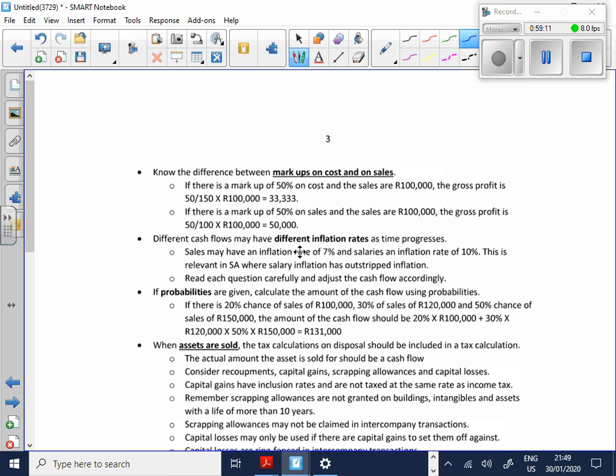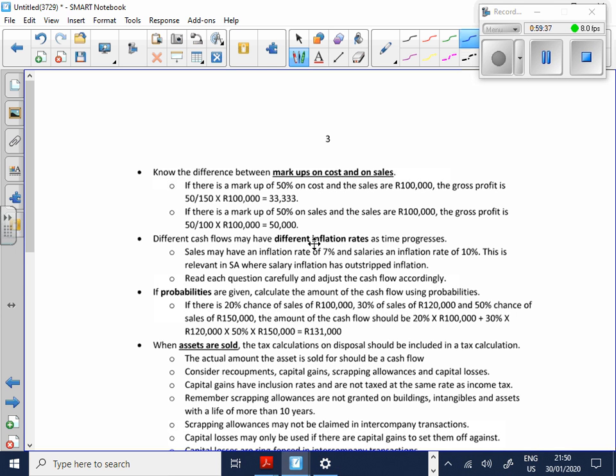Guys, it says different cash flows may have different inflation rates as time progresses. Okay, sales may have an inflation rate of 7 and salaries an inflation rate of 10. This is relevant in SA where salary inflation has outstripped inflation. So guys, just read, and you'll use this percent for this number and this percent for that number, and it's absolutely fine. Are you guys comfortable with that?